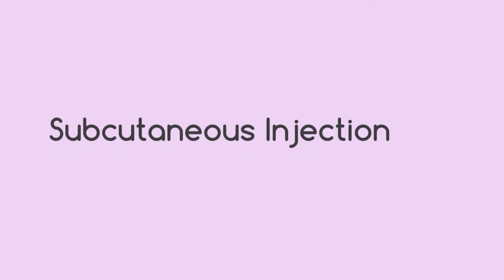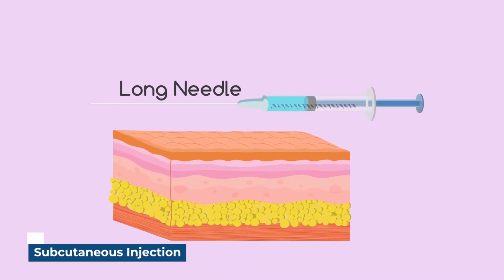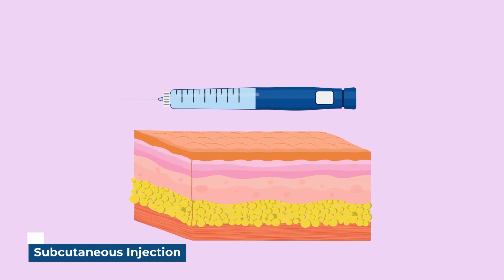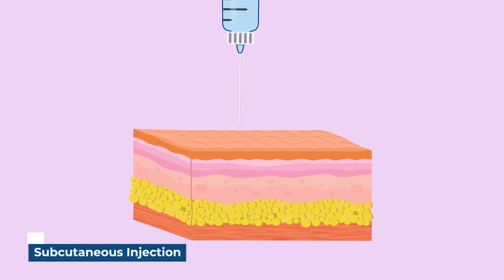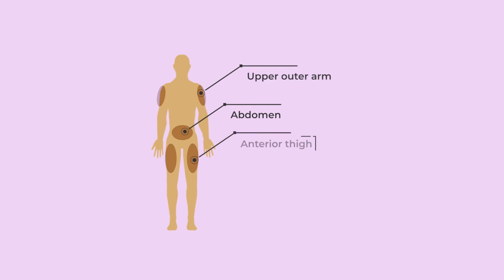Next is subcutaneous injection. This route of injection is used to deliver a small volume of medication, less than 1 ml, into the subcutaneous tissue. The drug needs to be injected into the fatty tissue just below the skin. The injection is given at 45 degrees when using a long needle or 90 degrees when using a shorter needle such as an insulin pen. The most common sites for subcutaneous injection are the abdomen, upper outer arm, and anterior thigh.